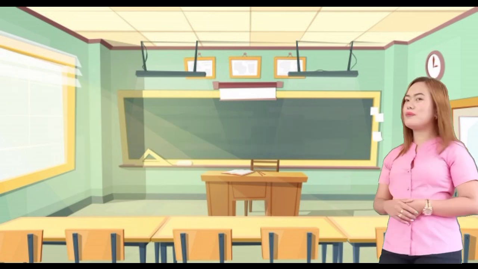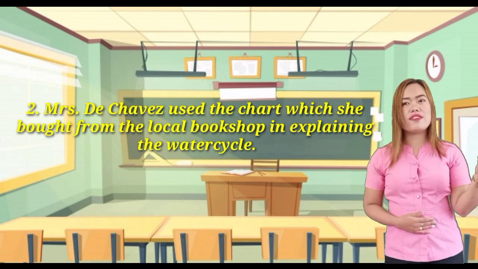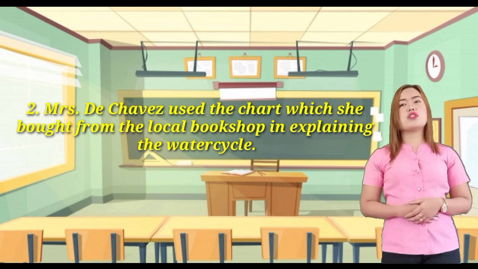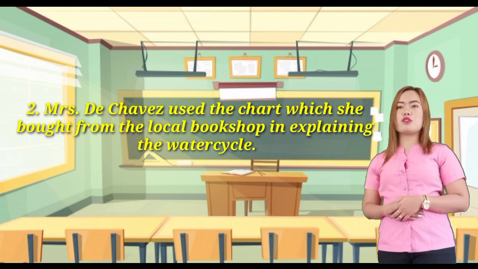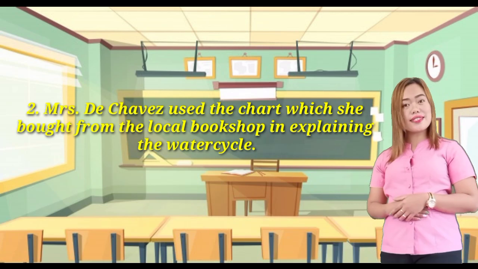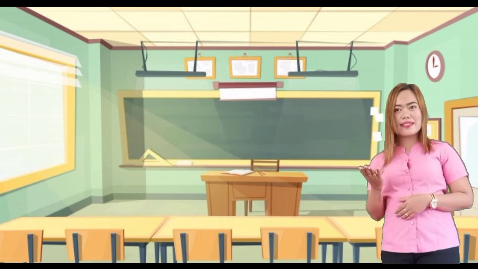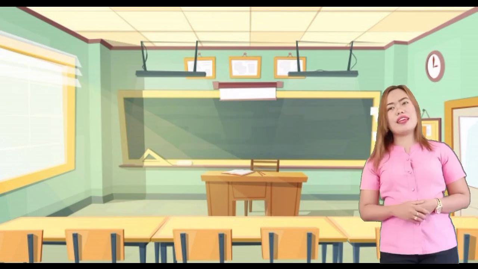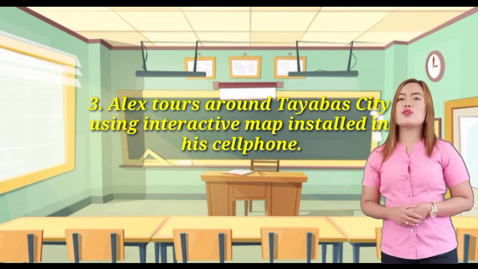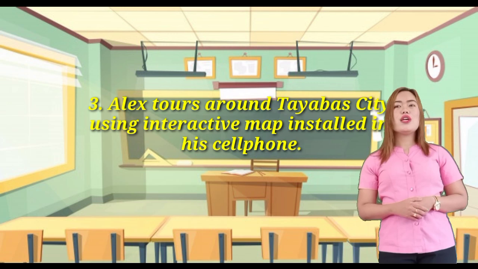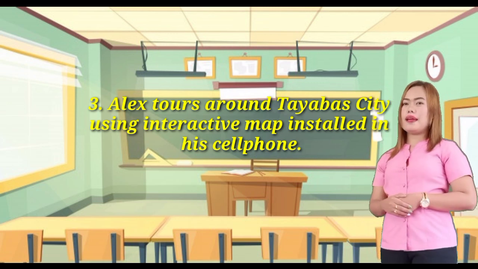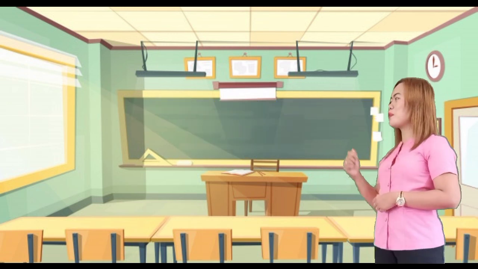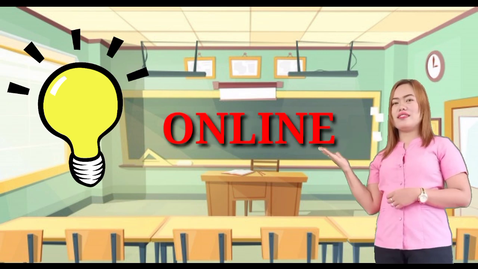Number 2. Mrs. Chavez used the chart which she bought from the local bookshop in explaining the water cycle. The answer is print. Very good. Number 3. Alex tours around Tayaba City using the interactive map installed in his cell phone. What is the answer? Online.